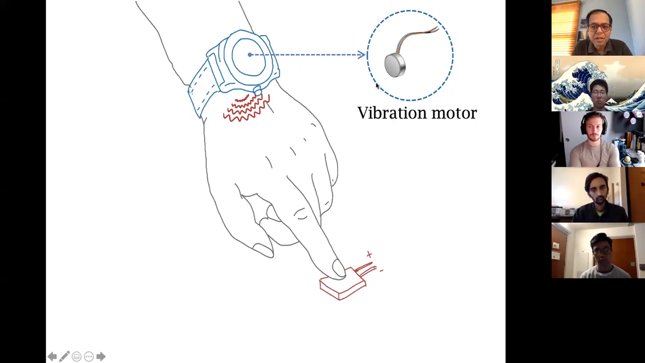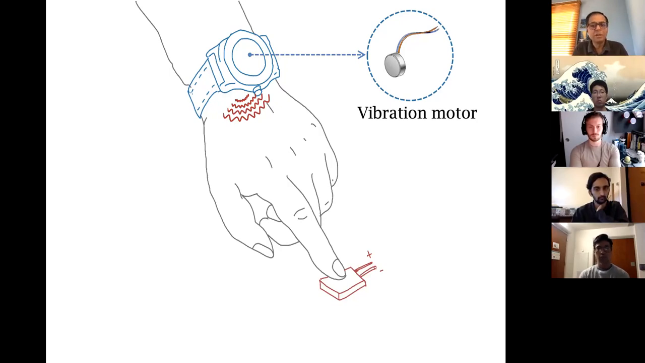Can you see my cursor? Yeah. So there's this vibration motor almost in every device. Interestingly, it's not only in smartphones, it's also in dumb phones. It's in your watch, it's in your Fitbit. Almost everything has this vibration motor. And the way it's utilized today is to give you an alert, a notification.